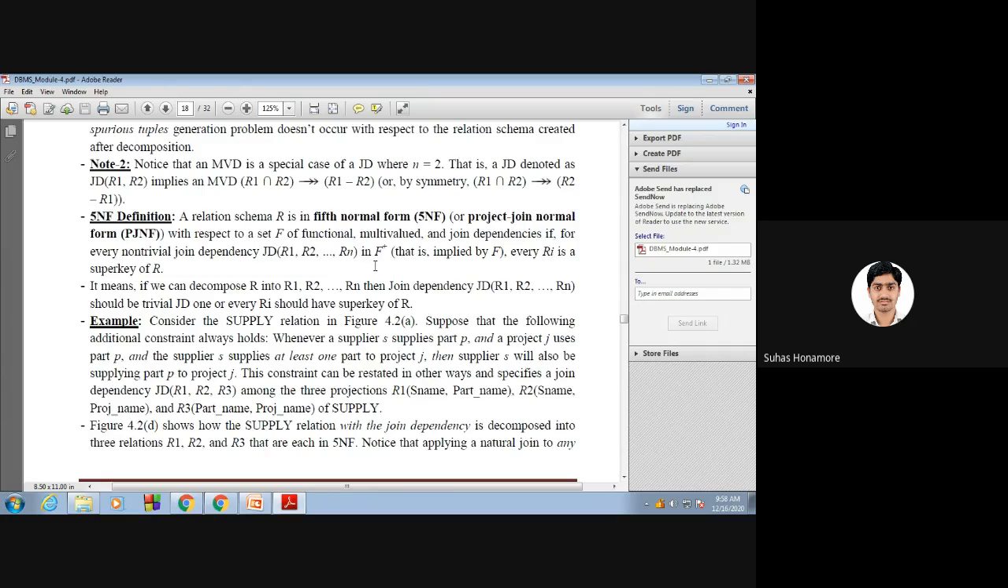If any of the attributes is not there in that table, it's fine. Otherwise, if it is there, it should be a part of our super key. Okay, so that is the meaning. Just we'll see one example.